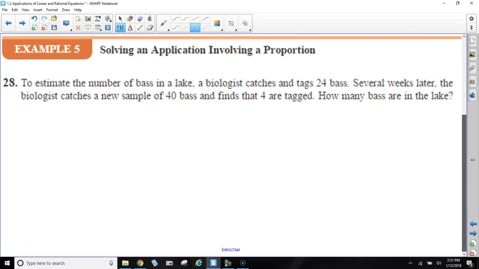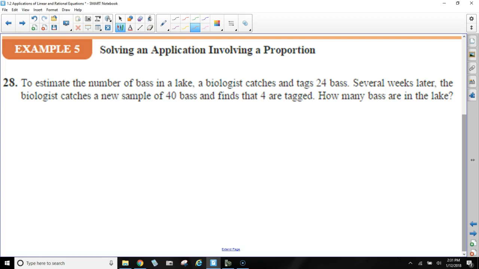On example 5, it says to estimate the number of bass in a lake, a biologist catches and tags 24 bass. Several weeks later, the biologist catches a new sample of 40 bass and finds that 4 are tagged. How many bass are in the lake?